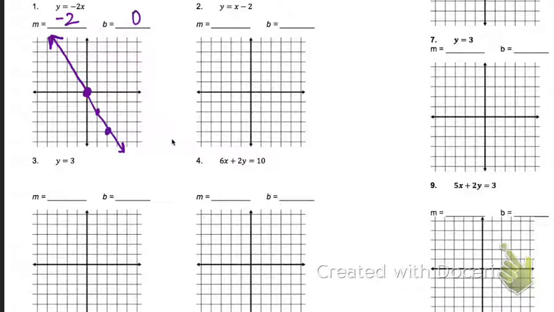Okay, number 2. Slope is what? There's no number in front, so I assume that it is a 1. Y-intercept is -2. Remember to keep the sign in front. So I'm going to put a point at -2, up 1 over 1.